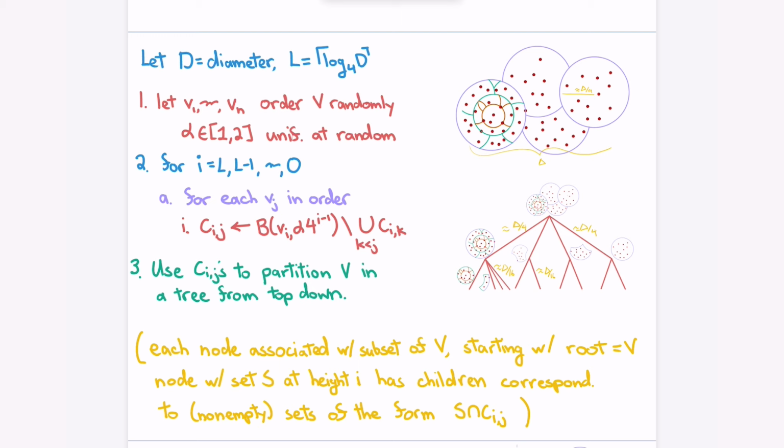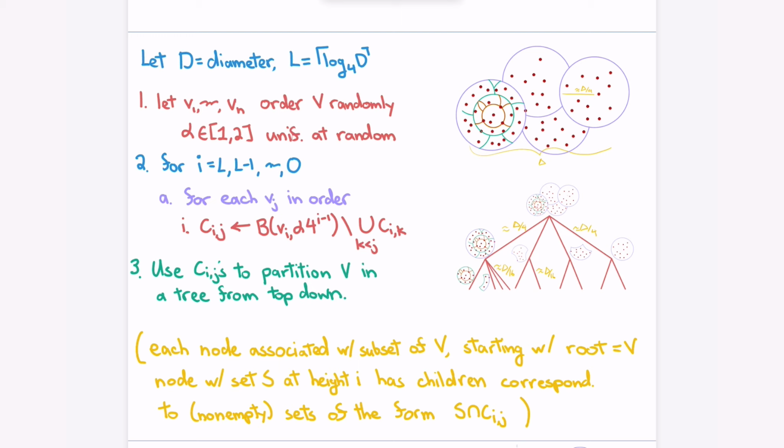Then you're going to choose this value alpha between 1 and 2 uniformly at random. The radius starts from 4 to the I, for an I big enough to cover the whole graph, and it goes down by a factor of 4 each time, except I'm also randomly stretching it by alpha. So it's a slightly randomized radius, between delta over 4 and delta over 2 or something. So there's a little extra randomness. It's roughly 4 to the I, up to a factor of 2.